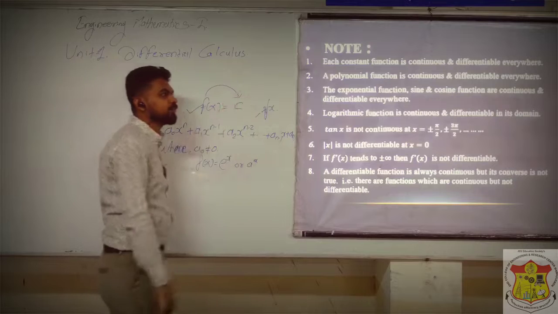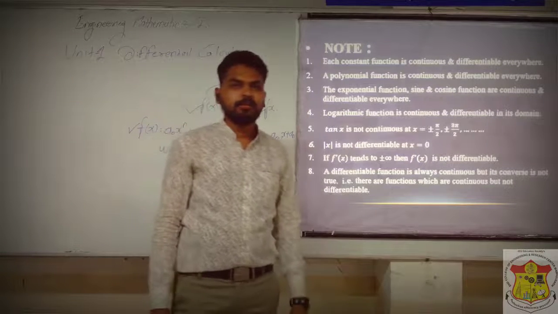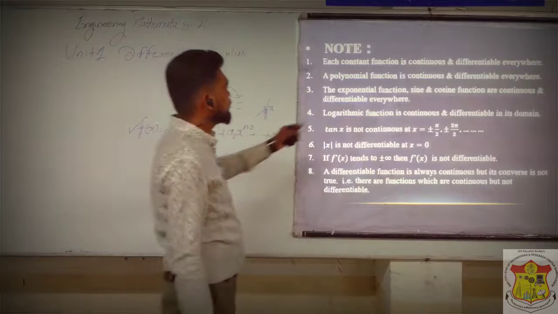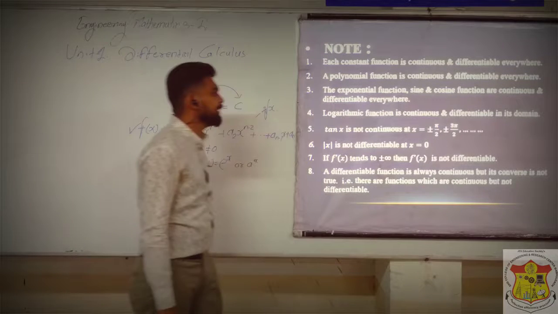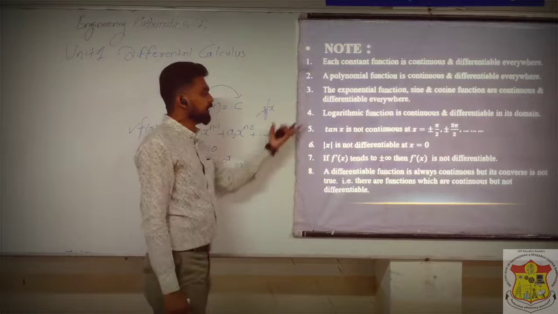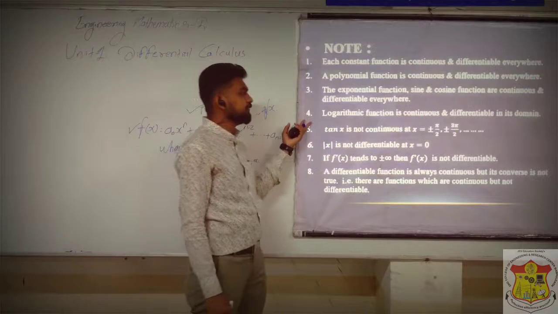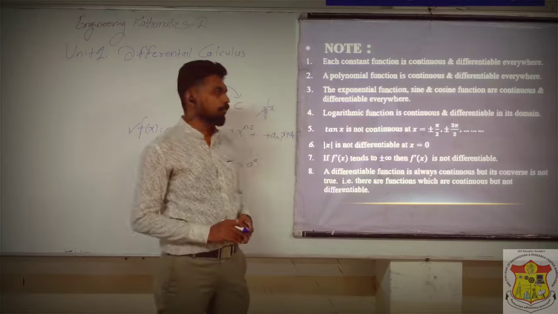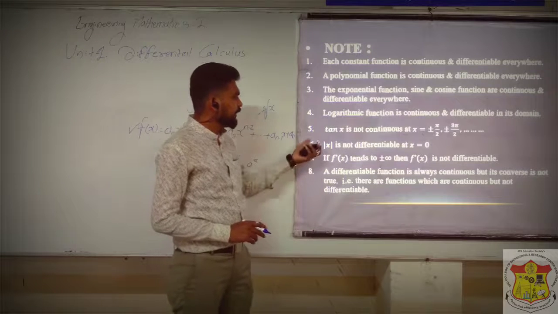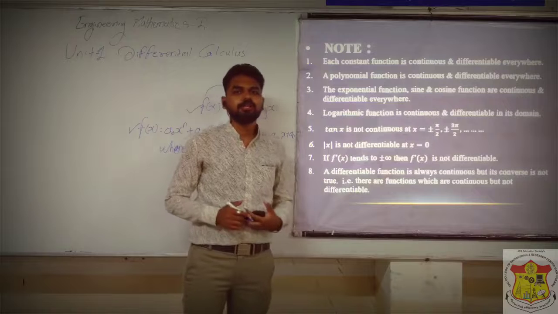And you know that sine and cosine both are trigonometric functions. So the trigonometric functions, particularly sine and cosine, are continuous and differentiable everywhere. Next, fourth one, logarithmic function, which is also continuous and differentiable in its domain. Next, five, tan x is not continuous.